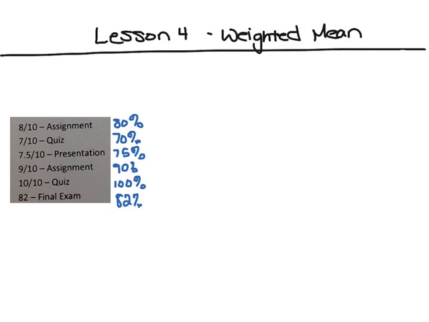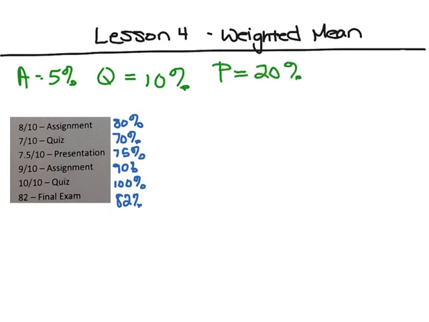Now we're going to calculate how much each is worth. Because assignments are worth 5%, quizzes are worth 10%, presentations are worth 20%, and finals are worth 50%. Altogether we should have 100% of the class made up. So we're going to see if we have that.